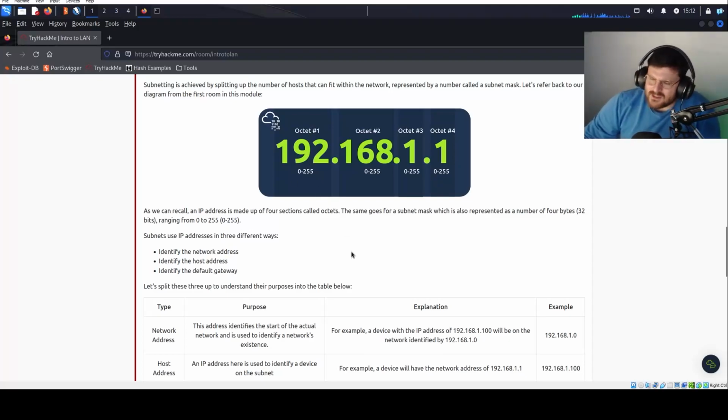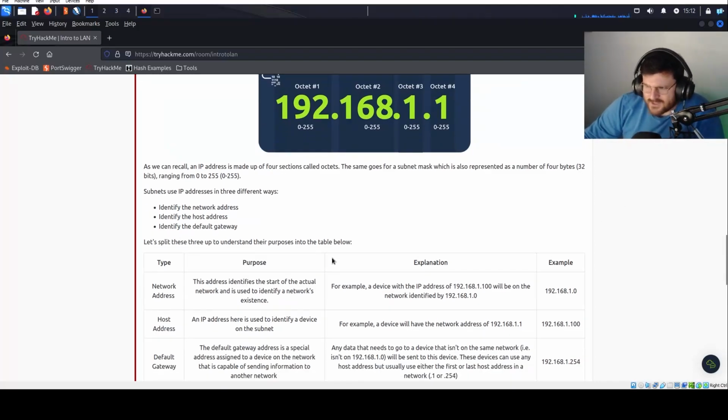Octet because it's made of 8 bits. 4 bytes. 1 byte, 8 bits. 32 bits. Basically 8 times 4, 32 bits. Sorry, it's a bit confusing, but as you read more about it and you practice, it will become easier and easier.